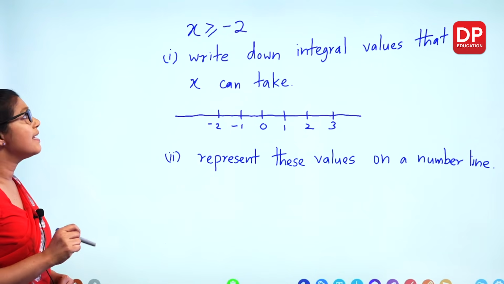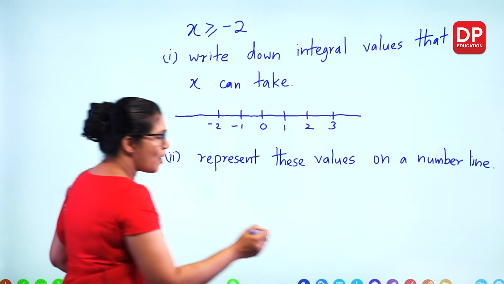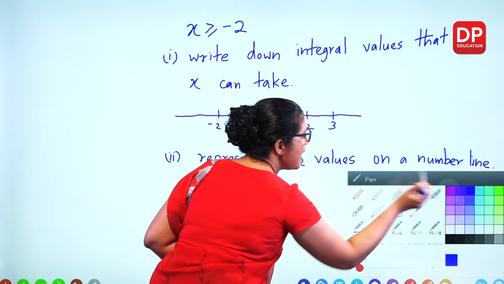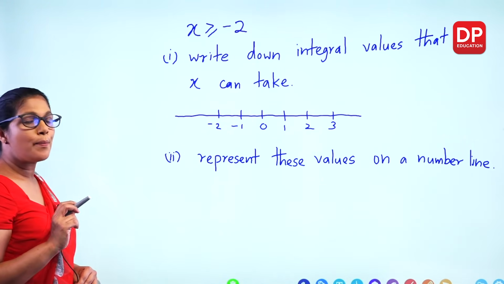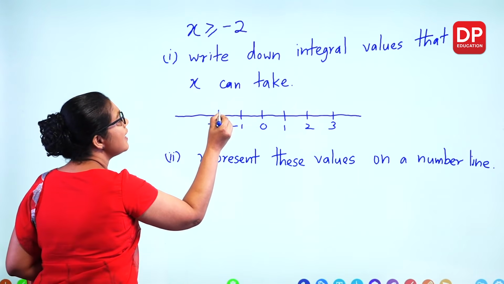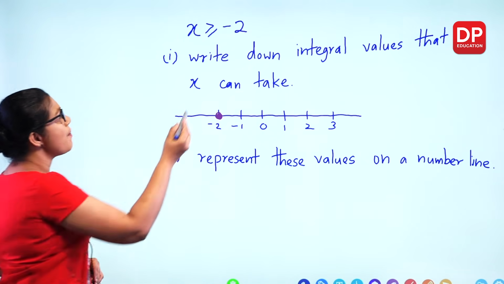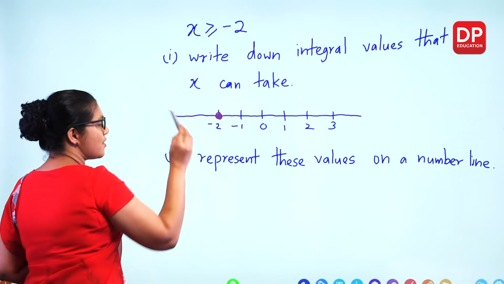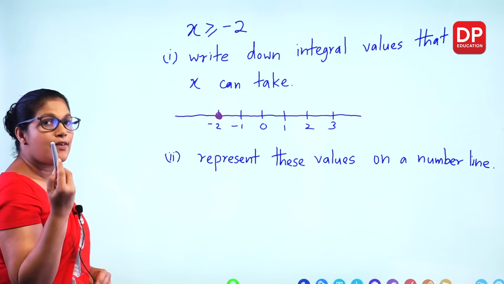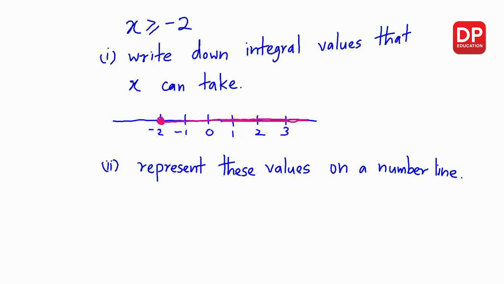So that means it's included. -2 is included. So what do we do? We can draw a solid circle, not an open circle. So here we color it. Draw a circle and we color inside. So we call it a solid circle. So here you can mark -2 there. Greater than -2. Which side is greater? Right hand side. So here we can mark the right hand side.